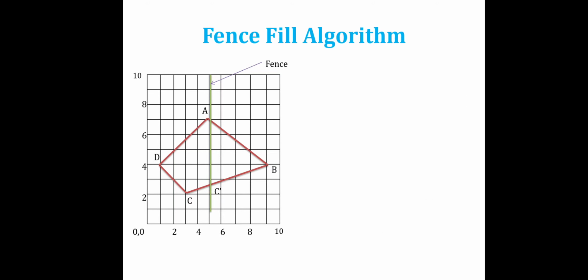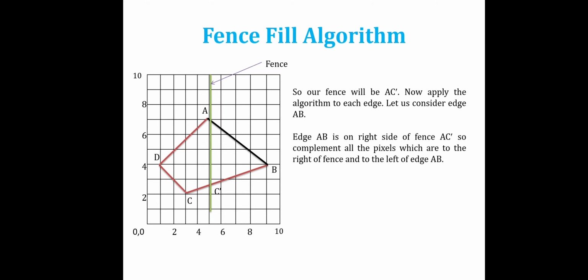Now, how are we going to fill that polygon? That we have to see. So, our fence will be AC dash. Yes, this A to C dash is called our fence. Now, we are applying the algorithm to each edge of the polygon. Same as in the edge fill algorithm, we apply this algorithm to each and every edge of the polygon. So, we select one edge. Suppose we select the line AB. We have to find whether that edge is on the right-hand side or the left-hand side of the fence. So, here my edge AB is on the right-hand side of that fence AC dash.